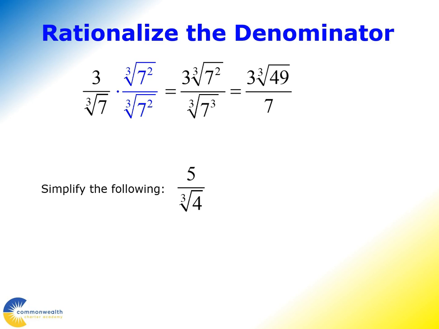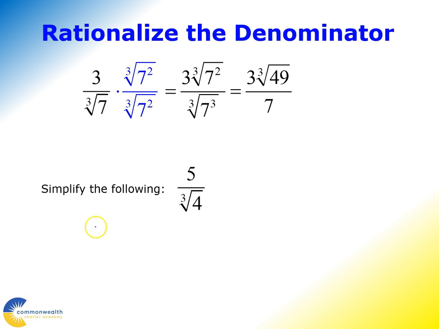Well, the cube root of 4 is not a perfect cube. However, if you know your perfect cubes, you know that 8 is a perfect cube. So this 4 is actually 2 squared. Some students will try to do the same thing they did up here and multiply by the cube root of 4 squared over the cube root of 4 squared, which you can definitely do. It will still work. However, you'll deal with bigger numbers.